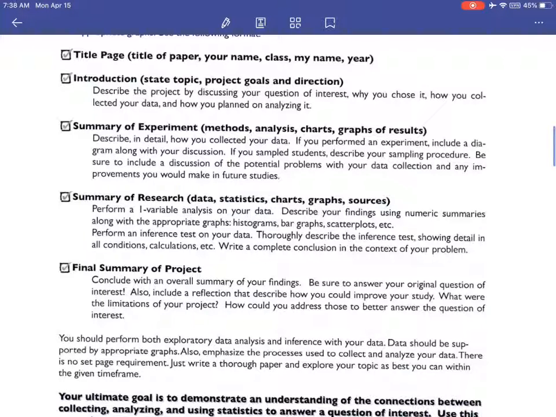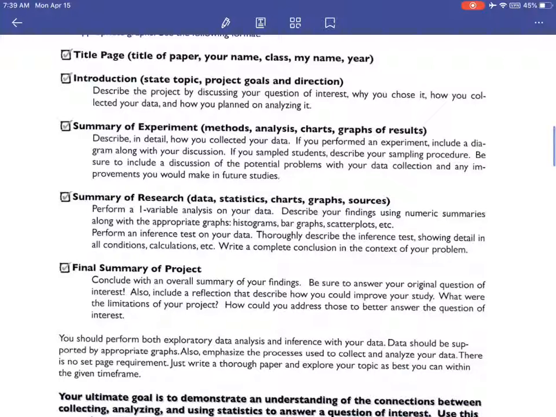Then performing a summary of your data points. So for that, you're going to be running one variable stats on your calculator and writing all the summary stats you want to include. So you want at least one form of center, mean or median, then a form of spread, standard deviation, interquartile range, and then you can also include other statistics along with that.